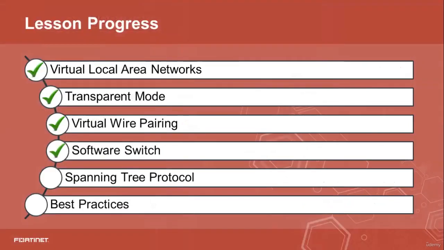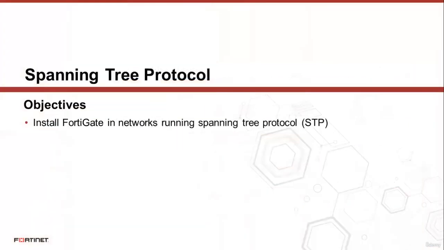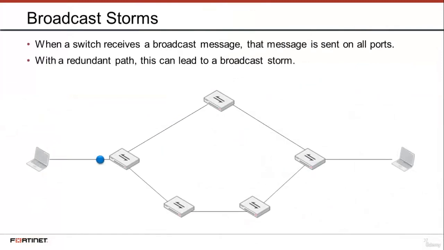Next, we will see spanning tree protocol. In this, we learn how to install FortiGate in networks running spanning tree protocol. Broadcast terms we will see. Whenever possible, network designers try to provide redundancy in their networks. The larger the network, the more critical the need for redundancy. However, redundancy introduces its own issues.